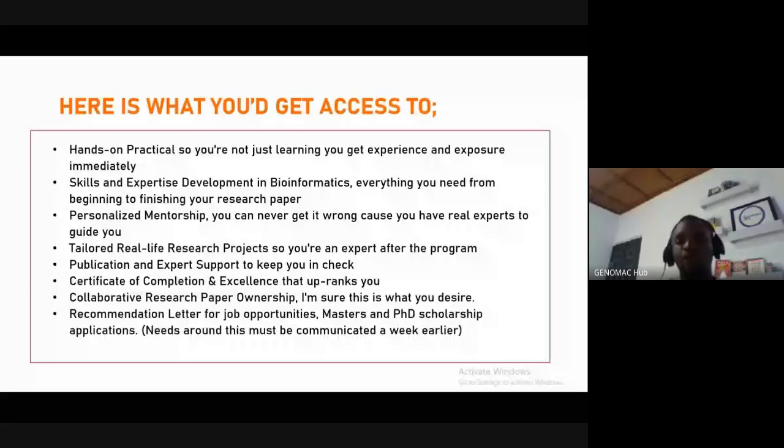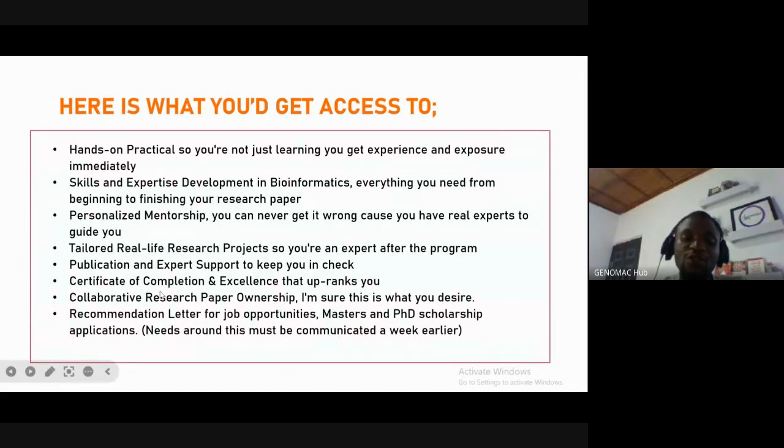And then we have the tailored real life research project so that you are an expert after the program. I've seen people in the course of our programs who did a general project with their group, like in teamwork, but still each individual of them was able to apply whatever they learned to do their own research and also publish their paper. That's really amazing. And that is what you are able to do in the course of this program at the end of the day.